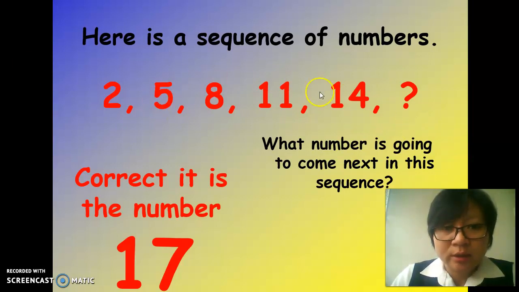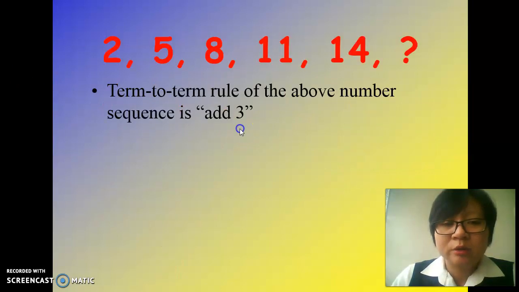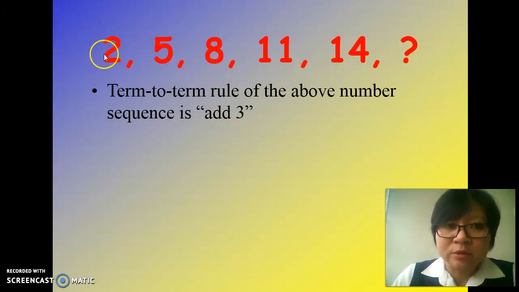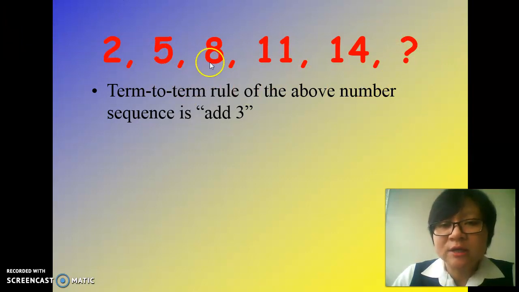So, the rule here is add 3. The rule add 3 is the term-to-term rule. Term-to-term rule means between two consecutive terms. We are no longer called the members of the sequence as numbers, we call them terms. So 2 is a term, 5 is a term, 8 is a term, 11 is a term, 14 is a term.